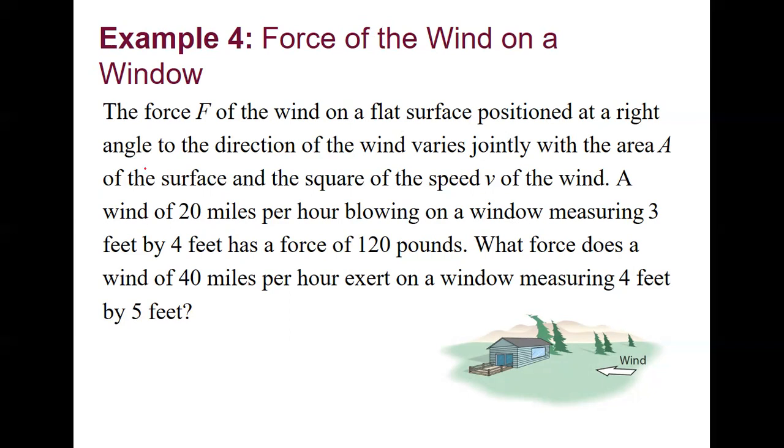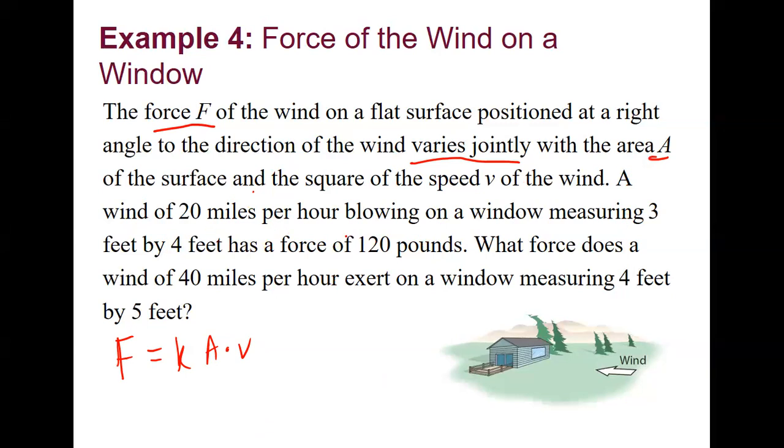Let's break it down. So we have our force is our first letter, right? The force. Okay. And it varies jointly. So I know it's going to be K times something, right? With the area of the surface, and with the speed of the wind. Do you see that? All we did was read and take the words apart. Does it say inversely at any point in here? So that means there's no division taking place. Agreed?